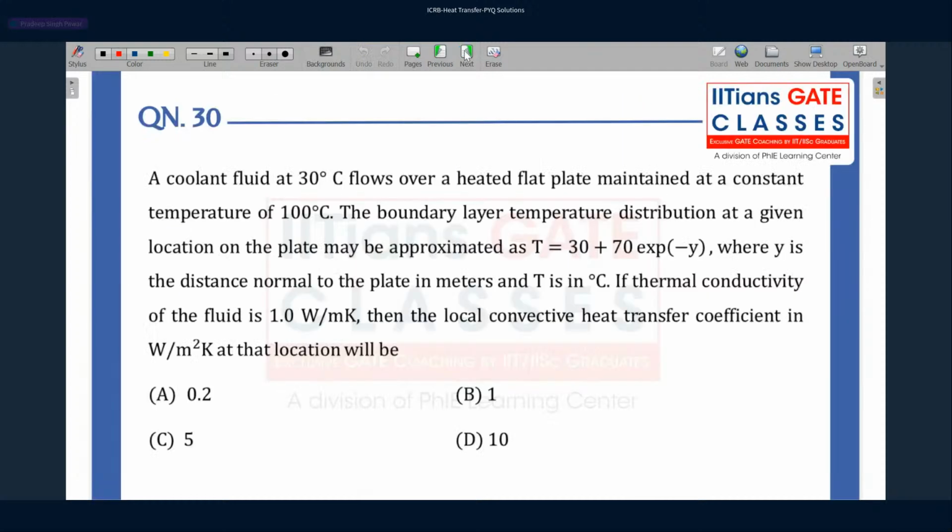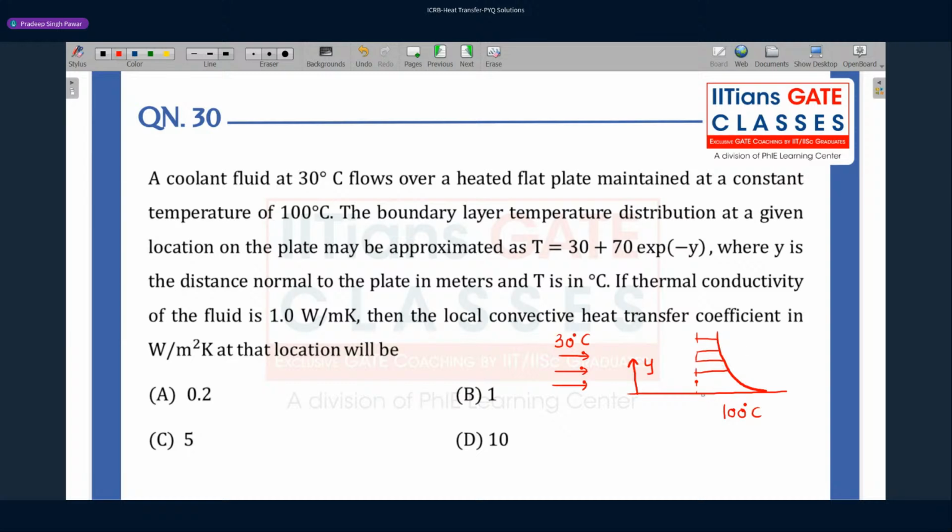A coolant fluid at 30 degrees flows over a heated flat plate maintained at a constant temperature of 100 degrees. So our flat plate is at 100 degrees. Coolant is coming at 30 degrees. The boundary layer temperature distribution is given to us. Okay, so let us say this is the temperature distribution, how it is varying, and this is our y coordinate, normal to the plate. He's saying the thermal conductivity of the fluid is 1 watt per meter Kelvin. Then the local convective heat transfer coefficient in watt per meter square Kelvin at that location is?